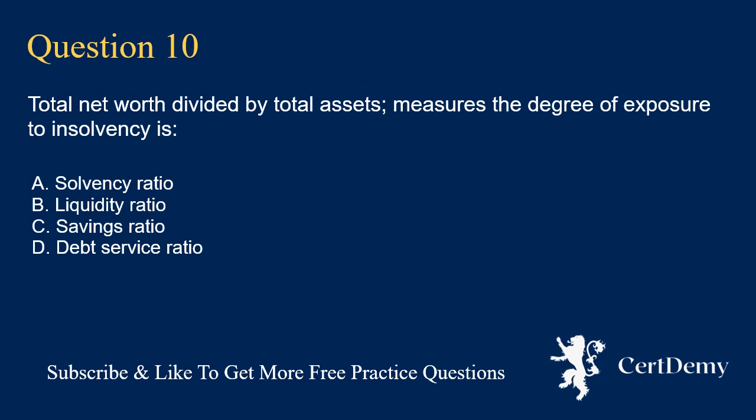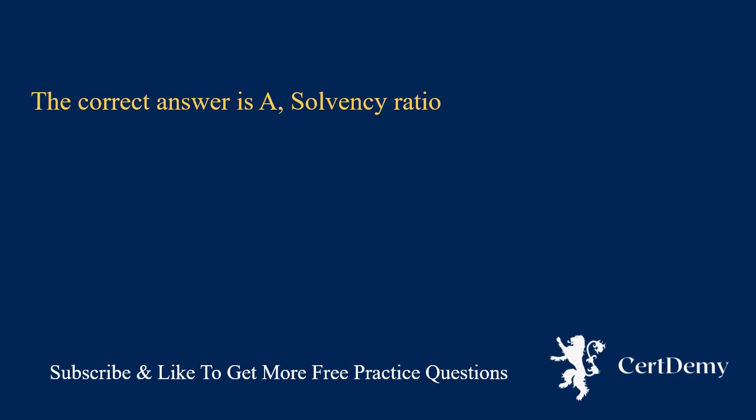Question 10. Total net worth divided by total assets measures the degree of exposure to insolvency. It is A. Solvency ratio. B. Liquidity ratio. C. Savings ratio. D. Debt service ratio. The correct answer is A. Solvency ratio.